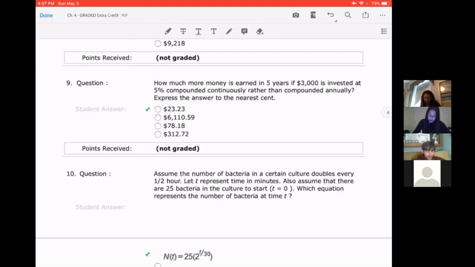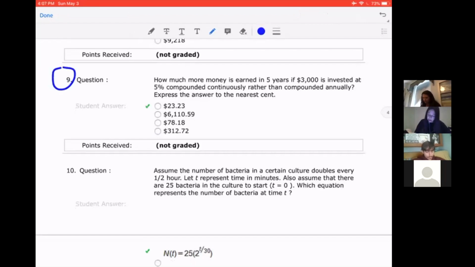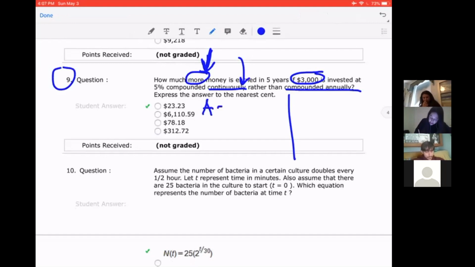So for number 9, we have how much more money. Oh, so we're going to have to compare. How much more money is earned in 5 years if 3,000 is invested at 5% compounded continuously rather than compounded annually? All right, so because they're asking for more, you're going to have to do 2 equations, and then you're going to have to compare. So for compounded continuously, we want to make sure that you use your PERT formula. So A equals P times e to the rt, okay?